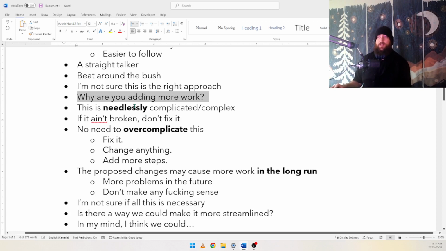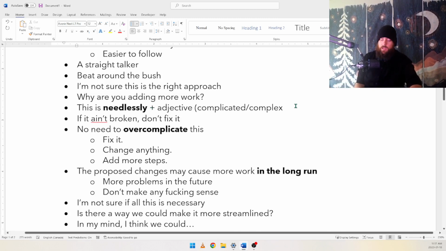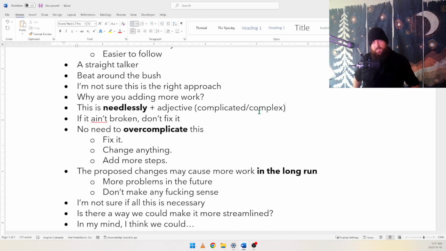This is needlessly plus adjective. This is needlessly complicated. Let's just write that. Plus adjective. Complicated. Complex. Convoluted. Could be another one. This is needlessly convoluted. Can we not just have a more streamlined approach, please? If it ain't broken, don't fix it. Love that one. Great idiom. So many times people try to fix something that's not broken and then it gets even worse.